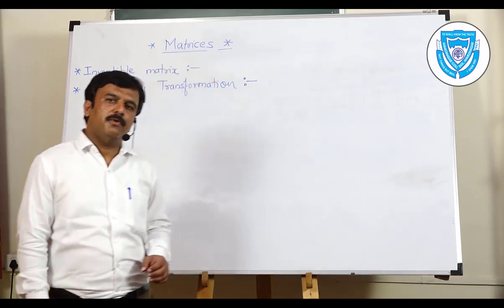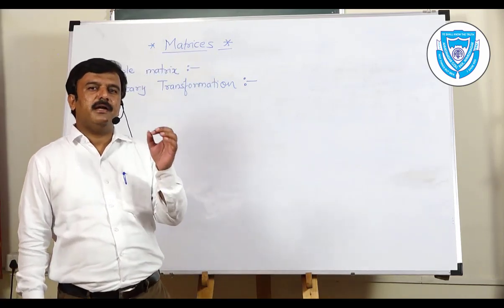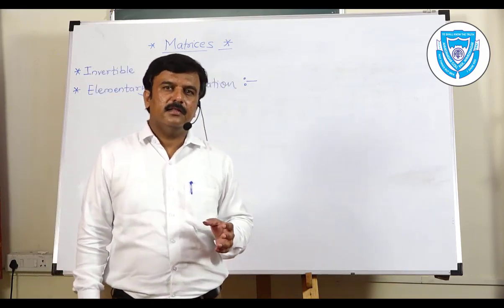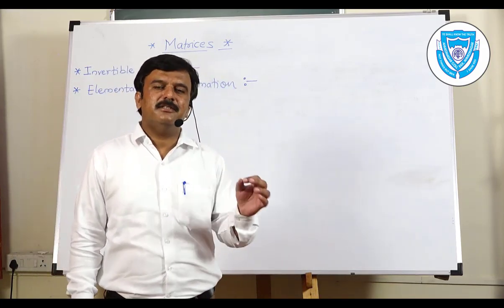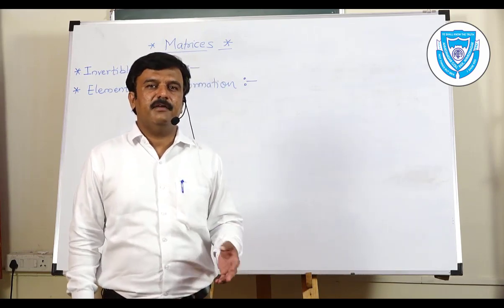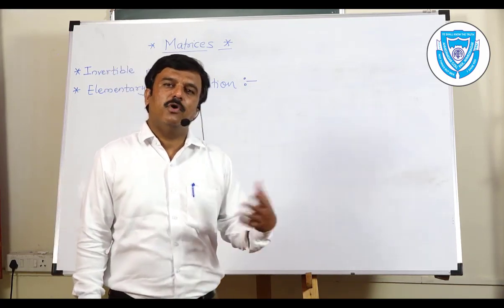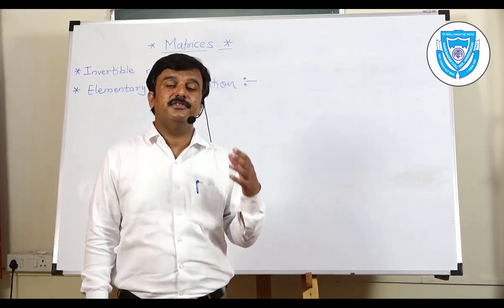Now let us talk about the invertible matrix. The definition is very simple. If the given matrix is non-singular, that is, if the inverse exists, such a matrix is called an invertible matrix. We need to find its determinant. If the determinant is 0, then the matrix is not invertible. If it is non-zero, then the matrix is invertible.